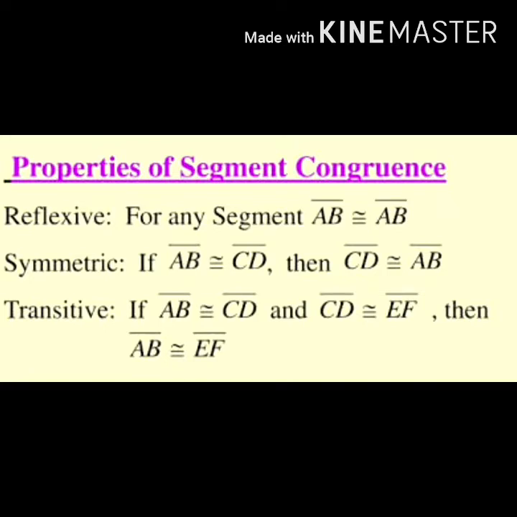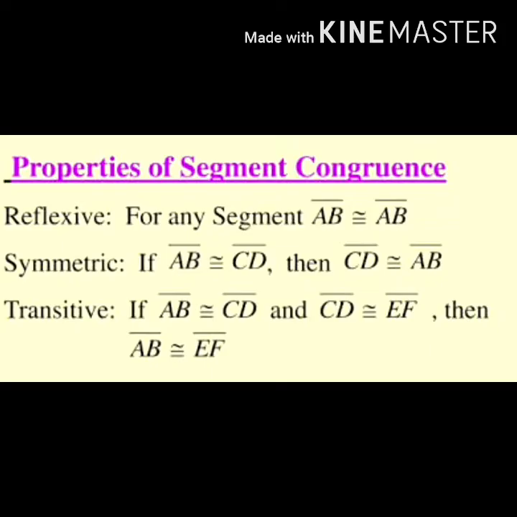Our second property is the symmetry property. In this property, if two things are equal, it is called the symmetry property. For example, if segment AB is congruent to segment CD, then segment CD is also congruent to segment AB.